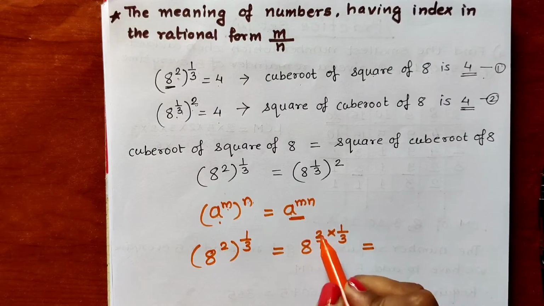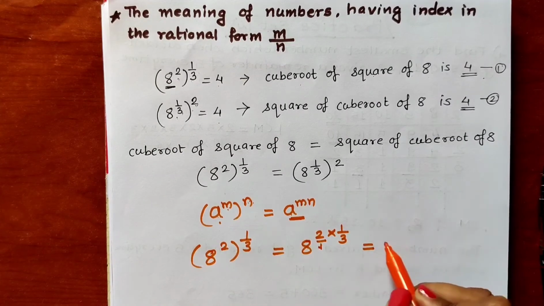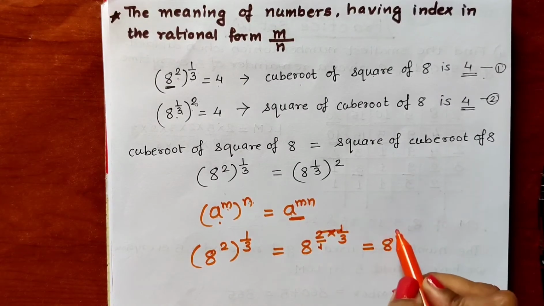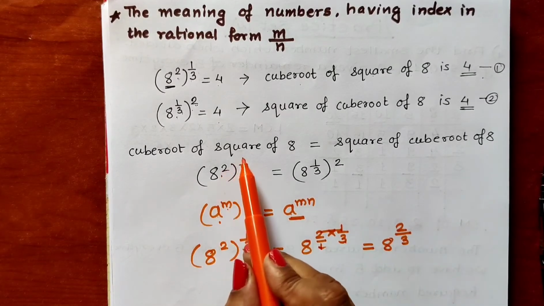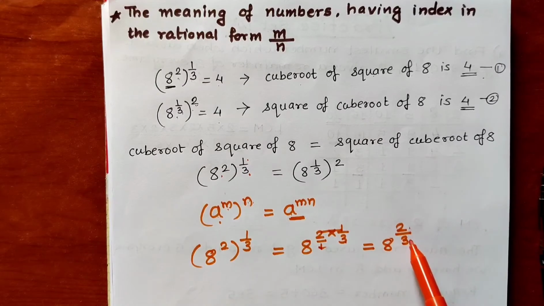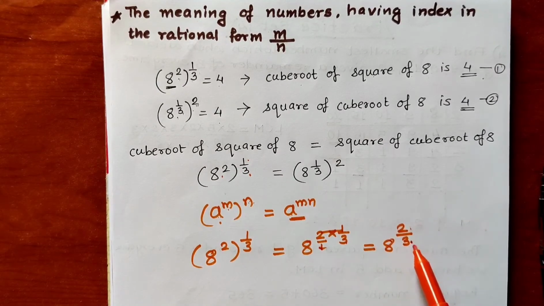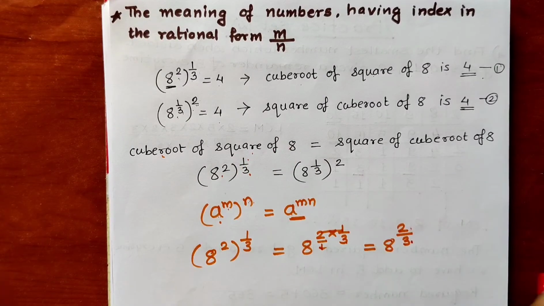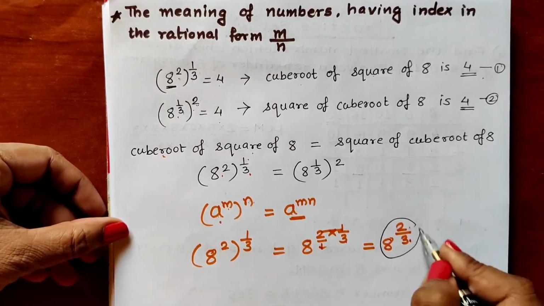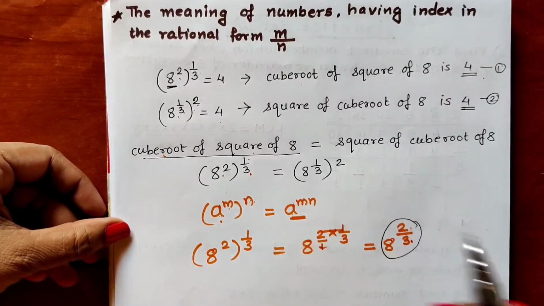Only 2 means 2 upon 1. And 8 raised to 2 ones are 2, upon 3 ones are 3. So 8 raised to 2 raised to 1 upon 3 means 8 raised to 2 upon 3. And how to read it? It can be read as cube root of square of 8. This number can be read in the same way as it is written here.